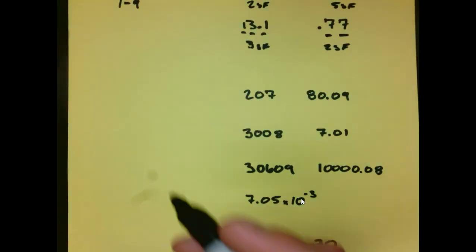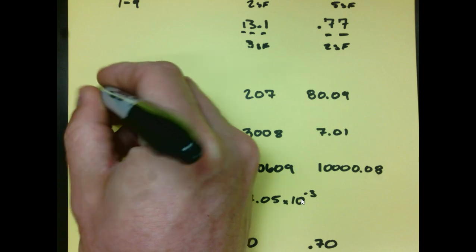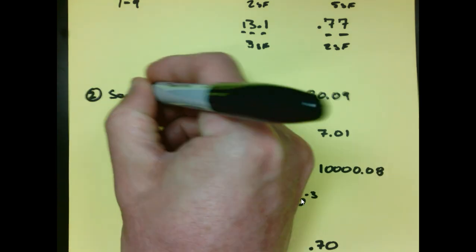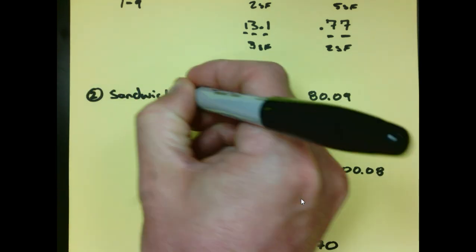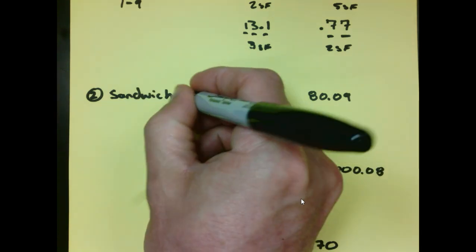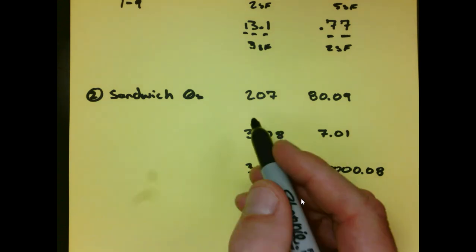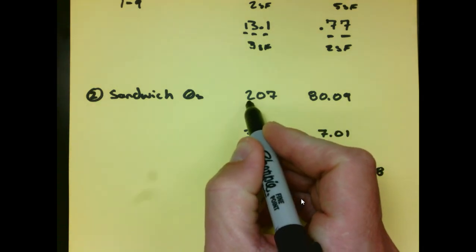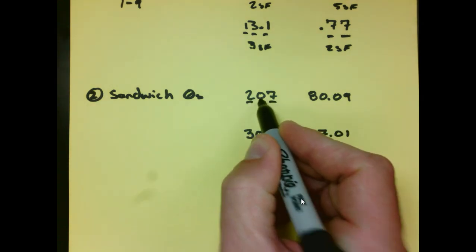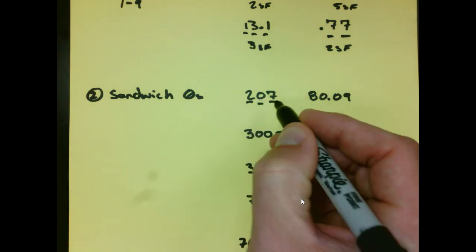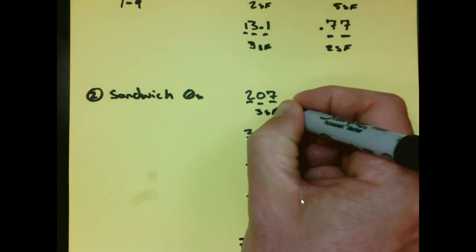The second rule is what we call the sandwich rule, because we have zeros that are sandwiched. So sandwiched zeros. And that means that if it's a 0 that's in between non-zeros, so here's a 2, here's a 7, we have a 0 in between, that 0 is going to count. So that's 3 sig figs.